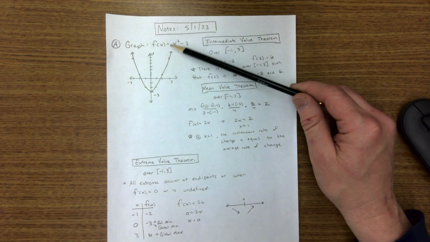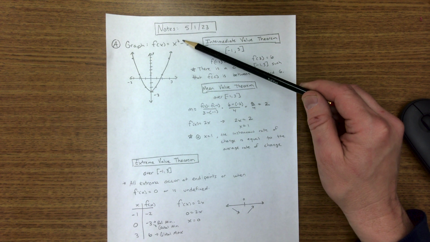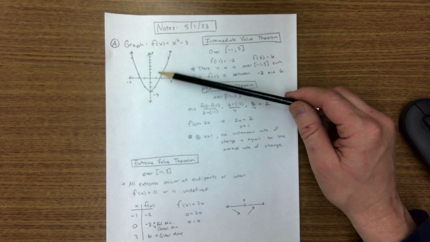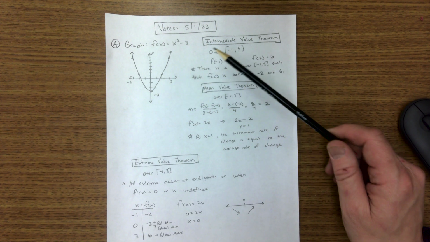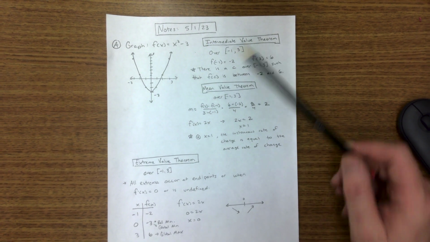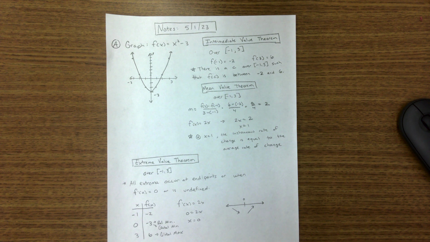First off, we have a graph of a function here that is x squared minus 3. It's a simple parabola shifted down 3 spots. And there are 3 theorems that we want to know: intermediate value theorem, mean value theorem, extreme value theorem.